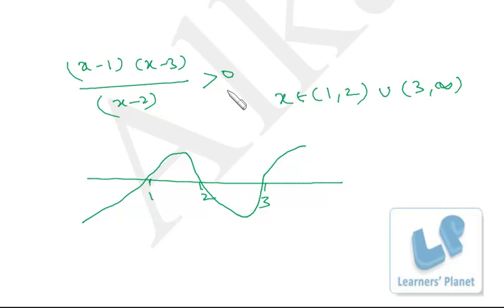Okay, if instead of greater than 0 it is greater than or equal to 0, then nothing else would happen. You just have to put a square bracket over here, nothing else. And infinity will never have a square bracket because infinity is never included. Okay, so this is how you can solve this problem very easily.